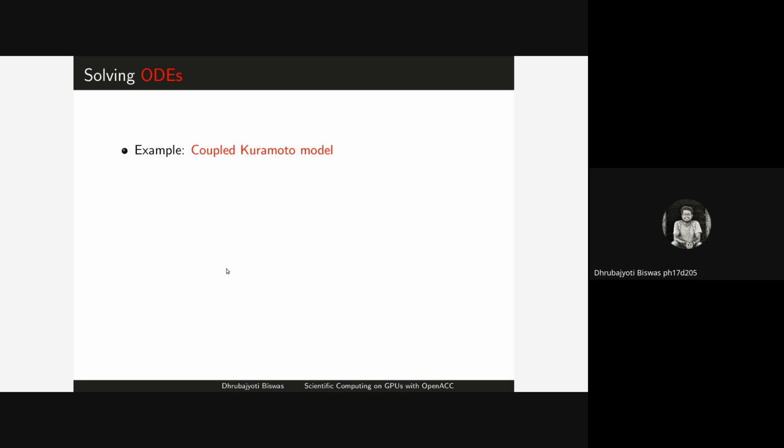As an example of this type of system, I will give you the coupled Kuramoto model. This is a very popular model, and it is a high dimensional model, and this is how it looks. The variable here is phi. This is what is called a phase oscillator. Phi is the phase which varies between 0 to 2 pi. Okay. So phi dot is d phi by dt.